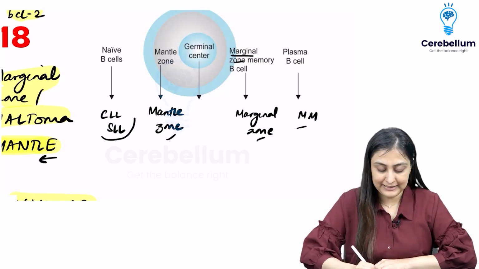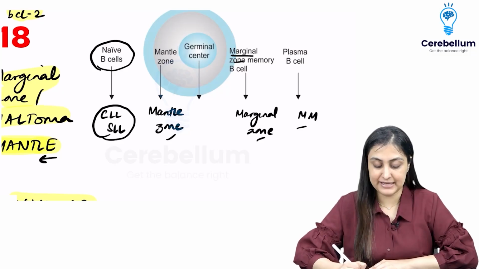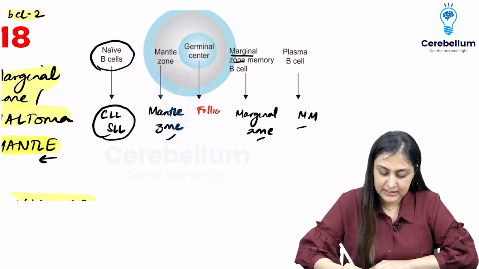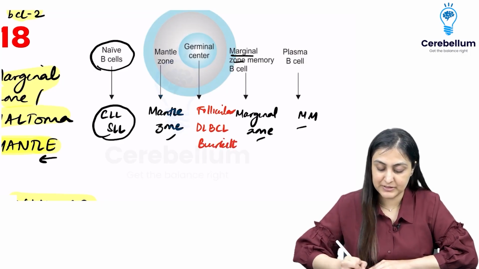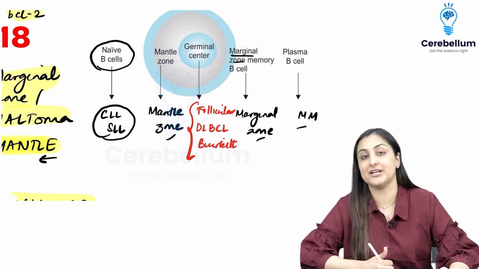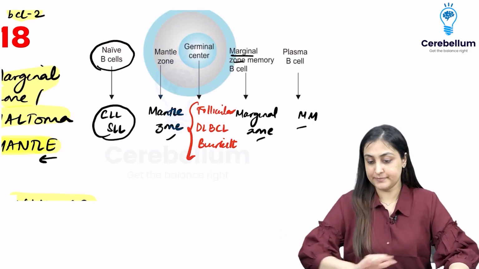So the only thing that I have taught you is naive B cell are CLL, SLL, and whatever is left is germinal center. So what all is left? We have follicular, we have diffuse large B cell, and we have Burkitt. So the other three are arising from germinal center. So this makes a very good all-except question. All of the following arise from germinal center except. Alright. So if you do this, we are all sorted.